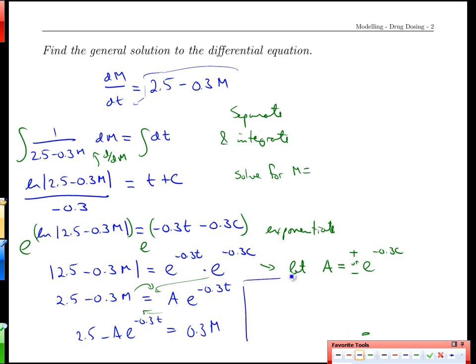And last but not least, we can solve for m: 1 over 0.3, 2.5 minus a e to the negative 0.3 t. All right, so that gets us a long way towards the solution there, which is nice. And we can talk about what the solutions might look like then. Let's actually take it one more step, though.